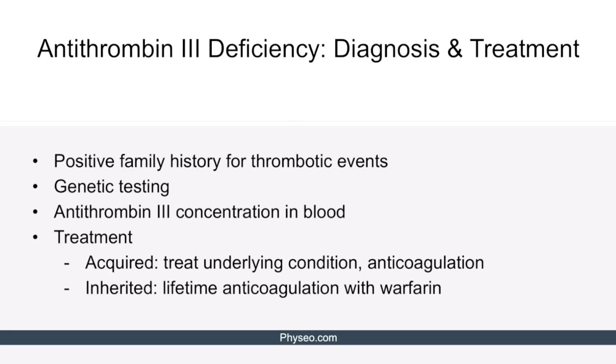Diagnosis of inherited antithrombin III deficiency is based on positive family history for thrombotic events. Genetic testing can also be done. Finally, measurement of antithrombin III concentrations in the blood can confirm the diagnosis of antithrombin III deficiency. Treatment of acquired antithrombin III deficiency is focused on management of underlying condition. Anticoagulation is also considered an acquired form of this disease. Inherited antithrombin III deficiency is treated with lifetime anticoagulation with warfarin.